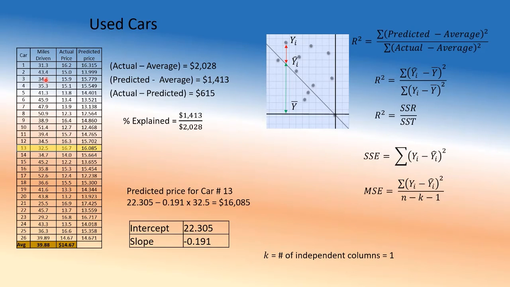Suppose we have 2 columns, miles driven and age of the car. Then k becomes 2. Suppose you have 3: miles driven, age of the car, and condition of the car, in some scale of 1, 2, 3, 4, 5, whatever. Then k becomes 3.